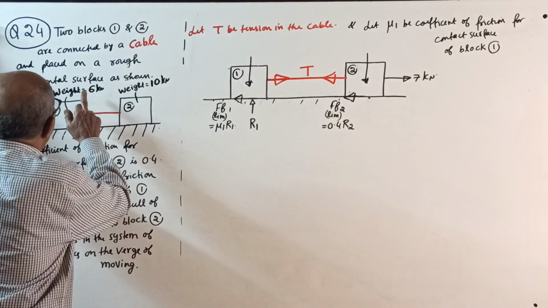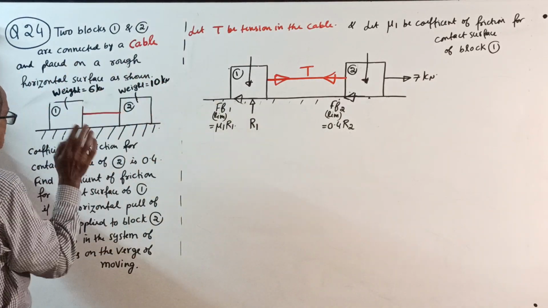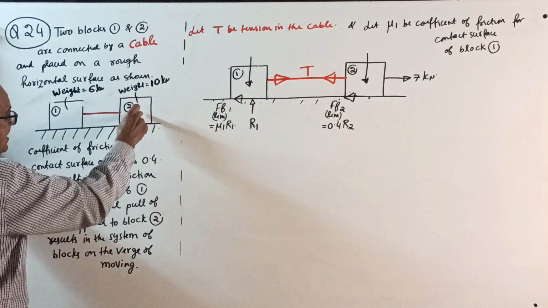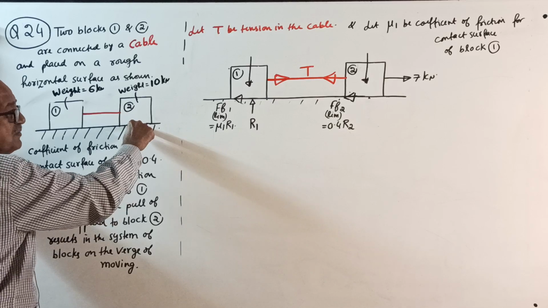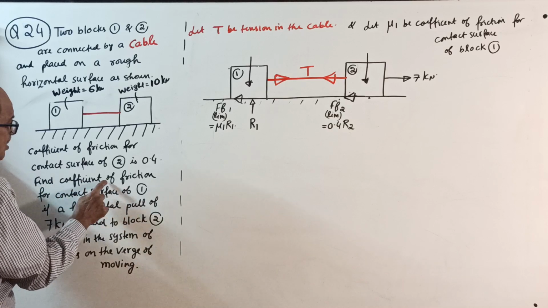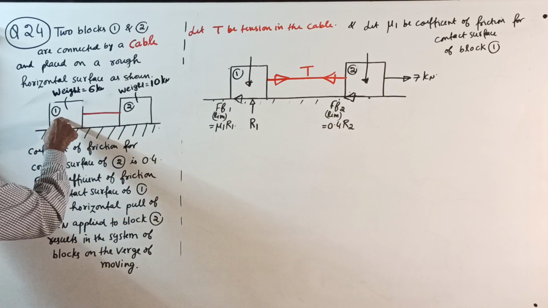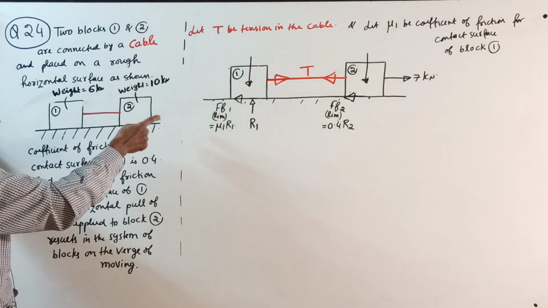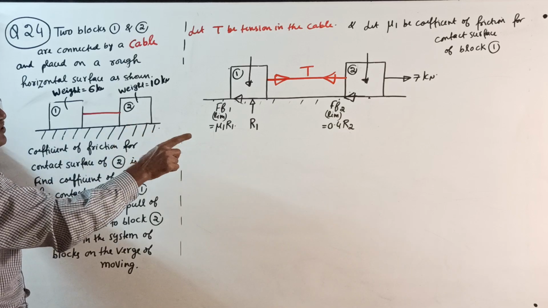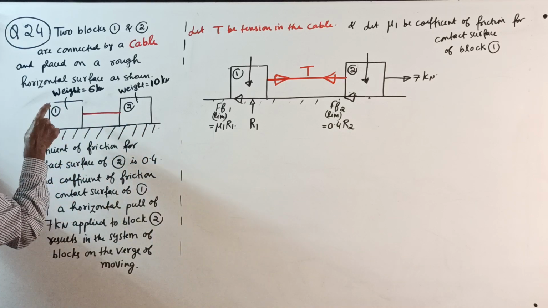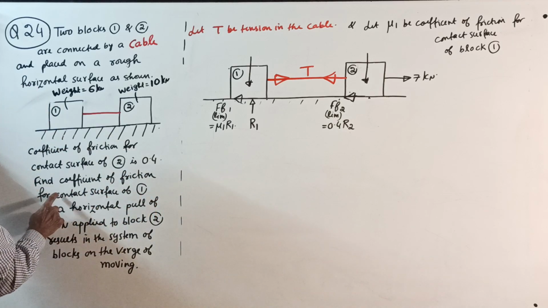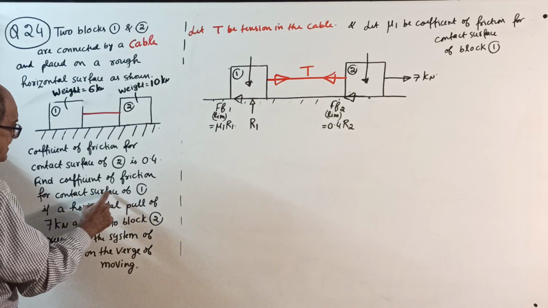Your question is: weight 6 kilonewton, weight 10 kilonewton. Coefficient of friction for the contact surface of 2 — see, not here, this one — is 0.4. This contact surface, mu is 0.4. Now the question is, find the coefficient of friction for the contact surface of 1. You can write here, for block 2, mu is 0.4. The question is, what is mu for block 1? But the data is given, how do you find it? Find the coefficient of friction for the contact surface of 1.